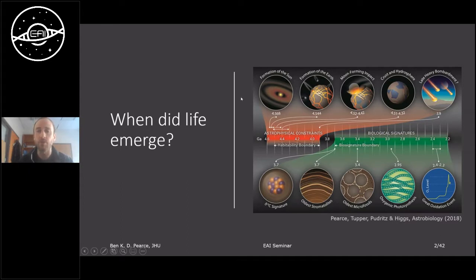So when we talk about the emergence of life, and in this talk when I discuss our atmospheric models, we're modeling this time interval between 4.5 and 3.9 billion years ago, during what's called the Hadean eon.